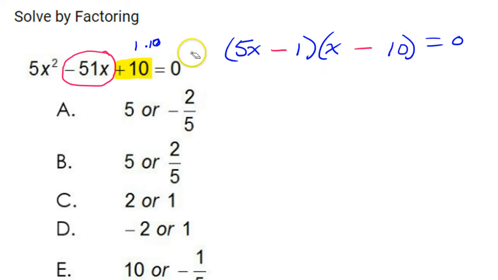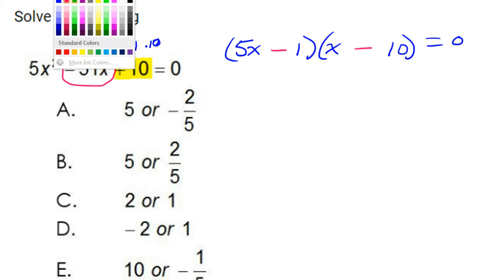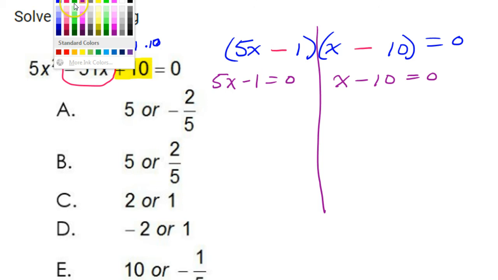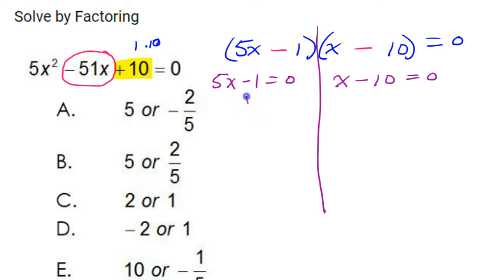So we factored correctly, but don't stop. This is not a factoring problem. This is a solve by factoring problem. Solving means you have an equation and you're trying to find out what x equals. So we will use something called the zero product property. If something times something equals 0, you can get one solution if the first thing equals 0, and another solution if the second thing is set equal to 0. So we're just going to solve these two mini equations.